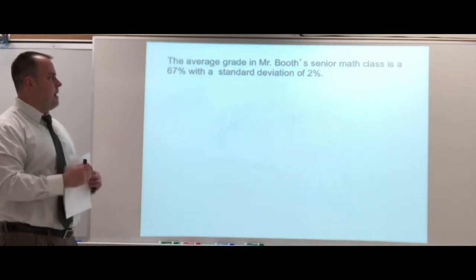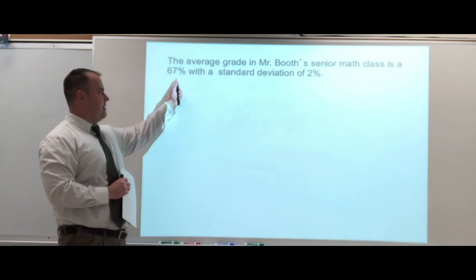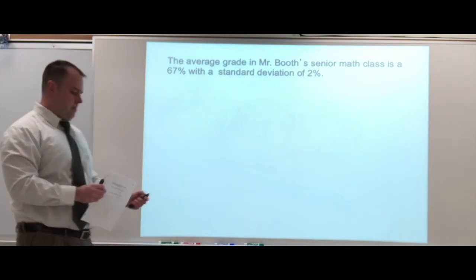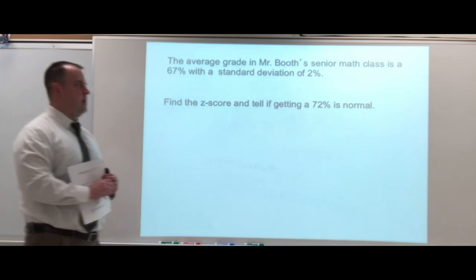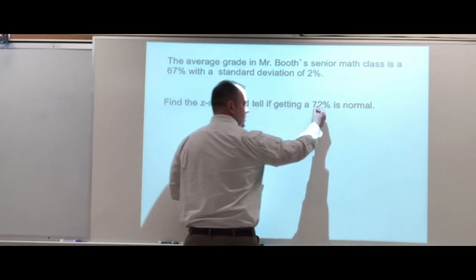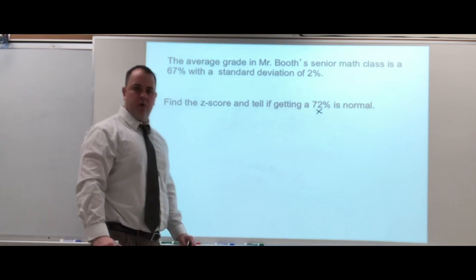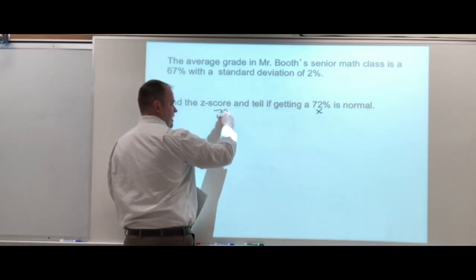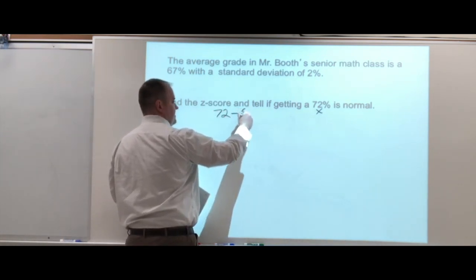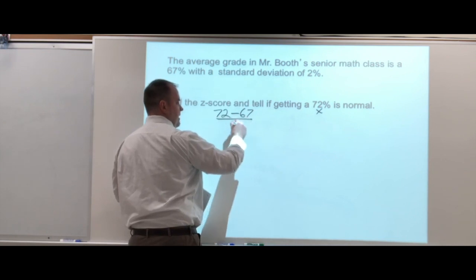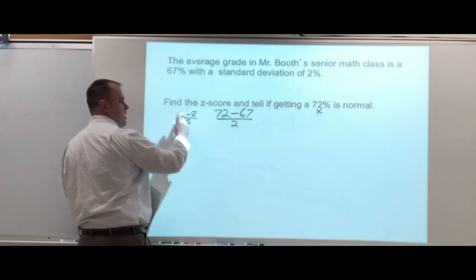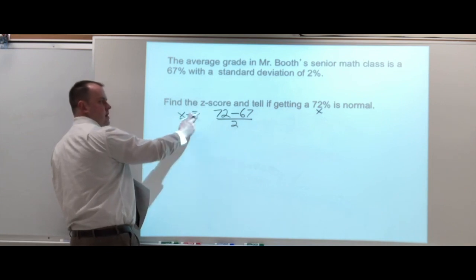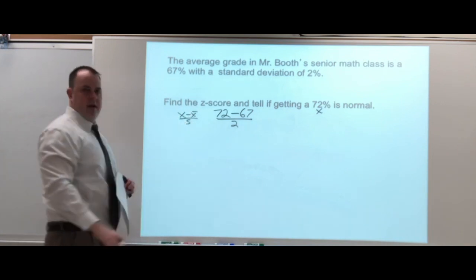Okay. Going back to Mr. Booth's senior class, 67 average with a standard deviation of 2. Okay. Find the z-score and tell if getting a 72 is normal. So the 72 is our x. That's the score in question. 72 minus 67 divided by 2. And that's our formula. Put it up here again for you. X is the score in question minus the average divided by standard deviation.